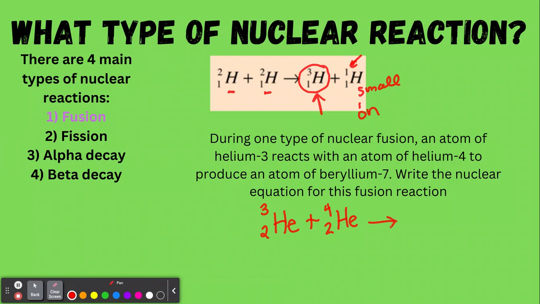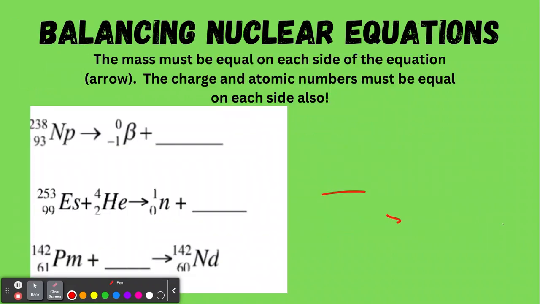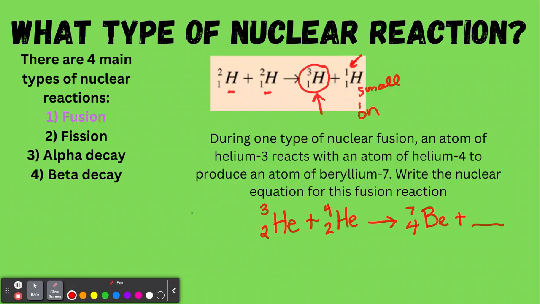To produce an atom of beryllium-7. So 7 goes on top, beryllium goes on the bottom. Now, to find out what is on the bottom, I need to look at my periodic table. And since it is a 4, that kind of matches. That means that I do not have any other particle here, right? Because this matches. 2 plus 2 is 4, and 4 plus 3 is 7. Okay, so I want you to make sure that you can recognize and write out equations for fusion reactions.